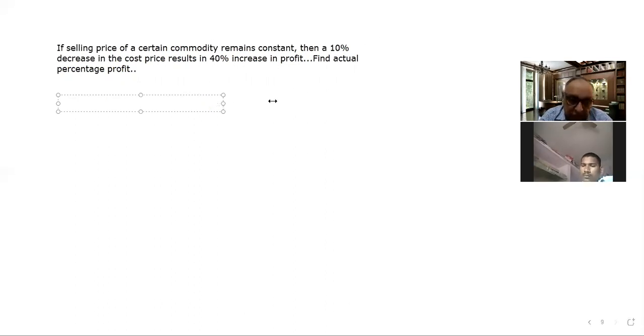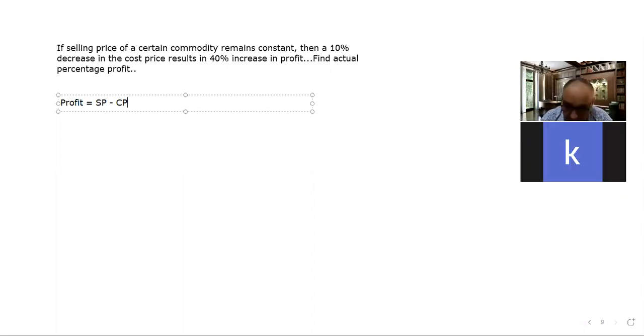So we need to find the profit. All of us know that profit is equal to selling price minus cost price. There is no controversy in this. Selling price minus cost price is the profit, if it is positive. Now, according to the question, there is a decrease in the cost price only.